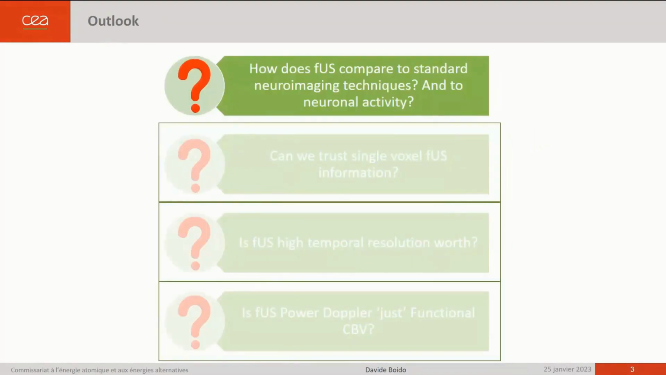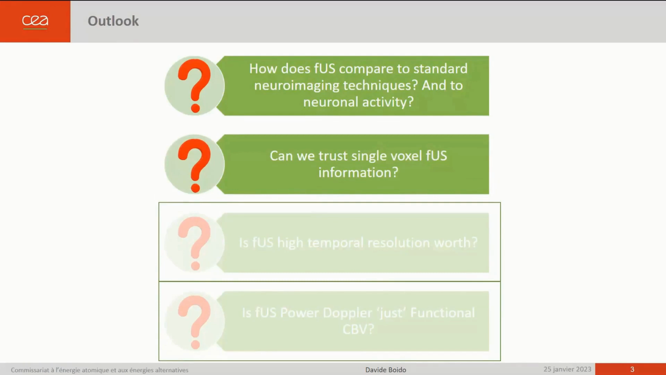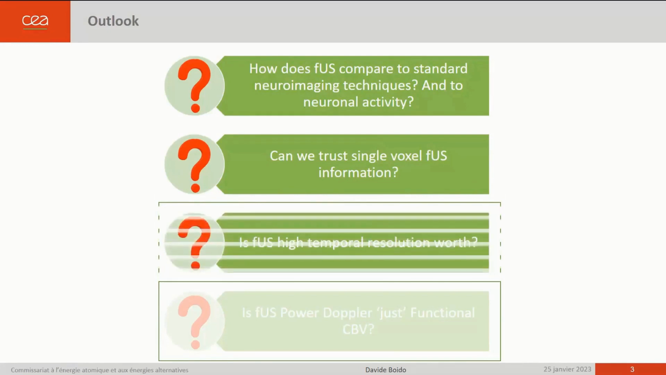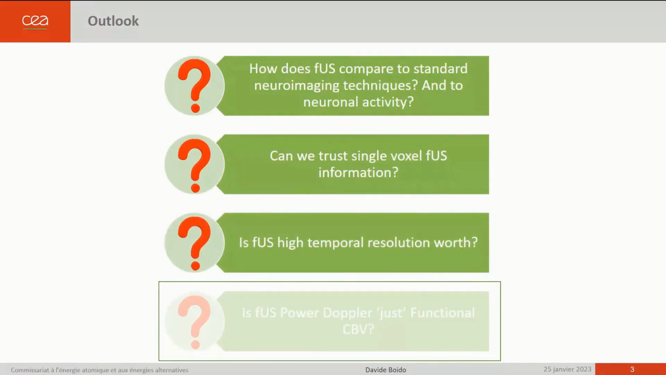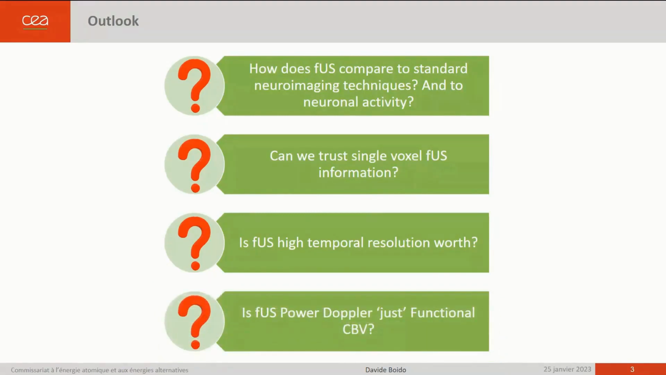In my presentation, I will address some questions on functional ultrasound with the help of multimodal recordings. In particular, how does fUS compare to standard neuroimaging techniques? And what is the relationship between functional ultrasound and neuronal activity? Next, what about the information carried by a single functional ultrasound voxel? Can we exploit it? Then, you probably know about the high temporal resolution of functional ultrasound. But brain vascular activity is supposed to be slow. So is high temporal resolution really worth it? And finally, what kind of signal is the functional ultrasound power Doppler? Is it just functional CBV?